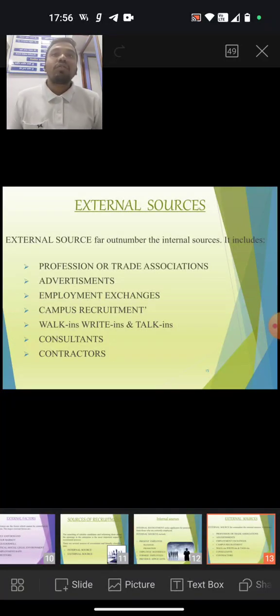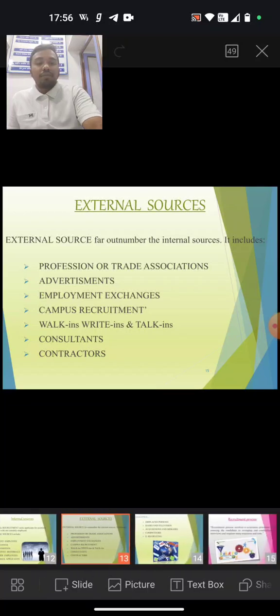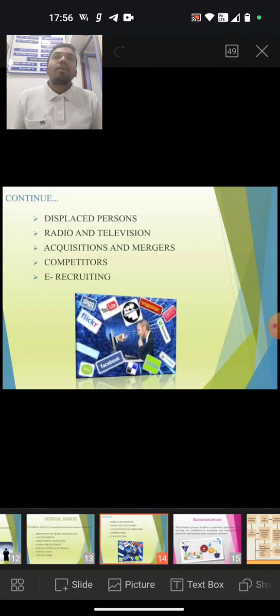External sources. External sources far outnumber internal sources. They include professional or trade associations, advertisements, employment exchanges, campus recruitment, walk-in, talk-in, consultants, contractors, display persons, radio and television, acquisitions and mergers, competitors, e-recruitment.